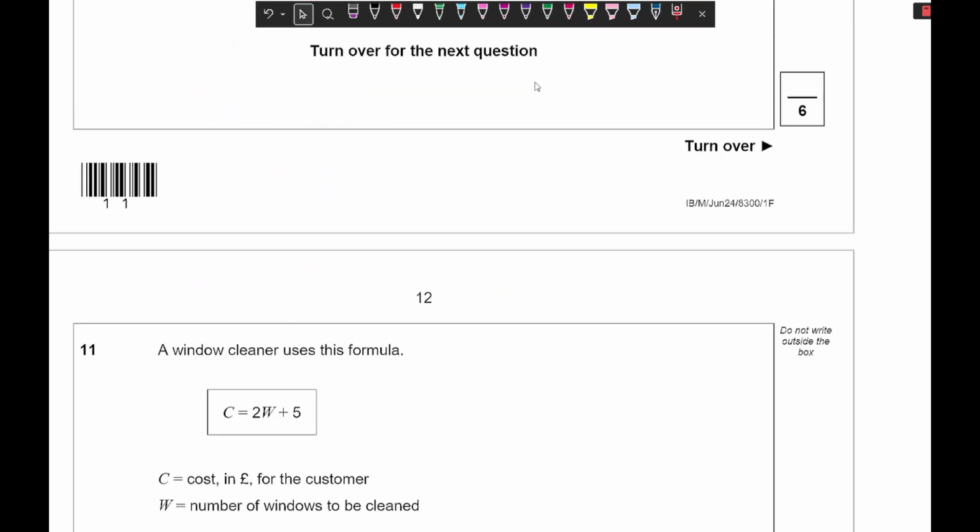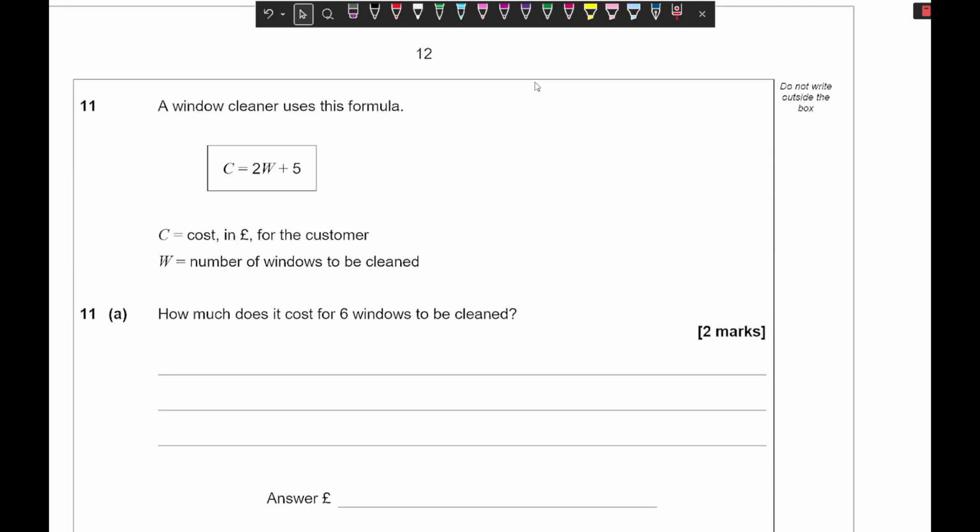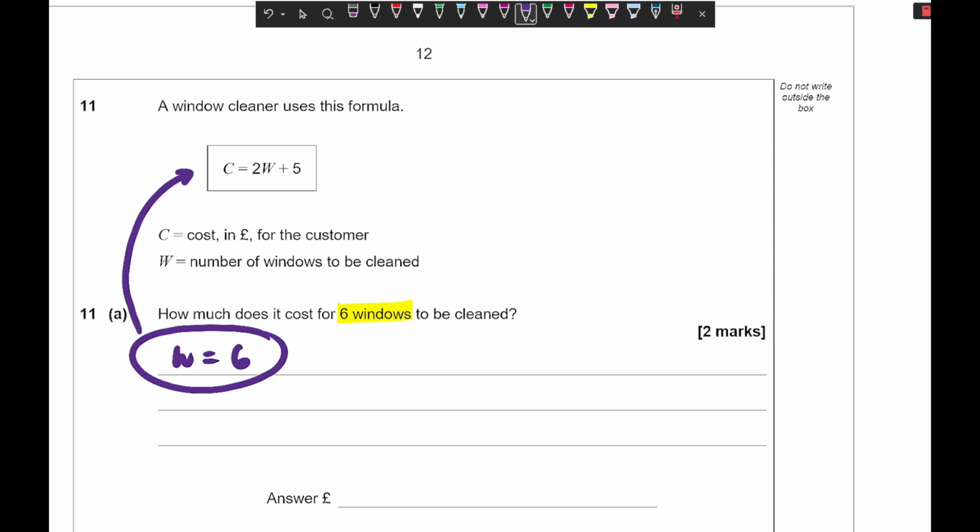Then moving on to our next question, which is question 11. It says a window cleaner uses this formula where C is the cost in pounds for the customer, W is the number of windows that are being cleaned. So for question 11a, how much does it cost for 6 windows to be cleaned? In this particular question, W is going to equal 6. So all I've got to do is substitute W equals 6 into this formula. So C is going to equal 2 times 6 plus 5, which is 12, plus 5, which is 17.